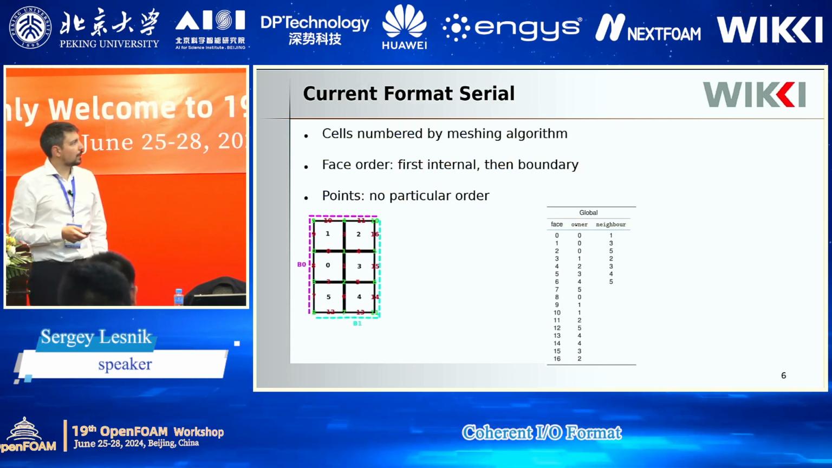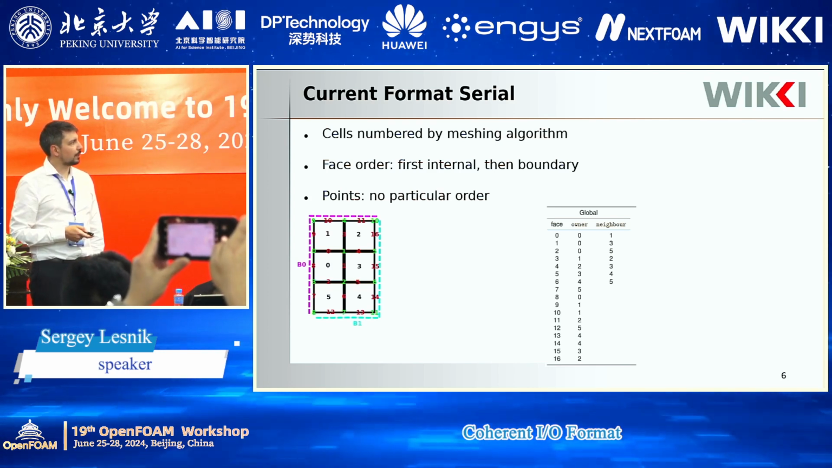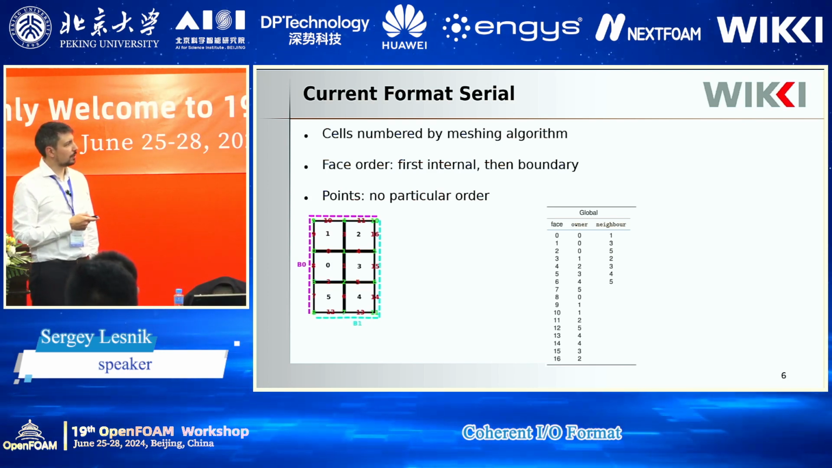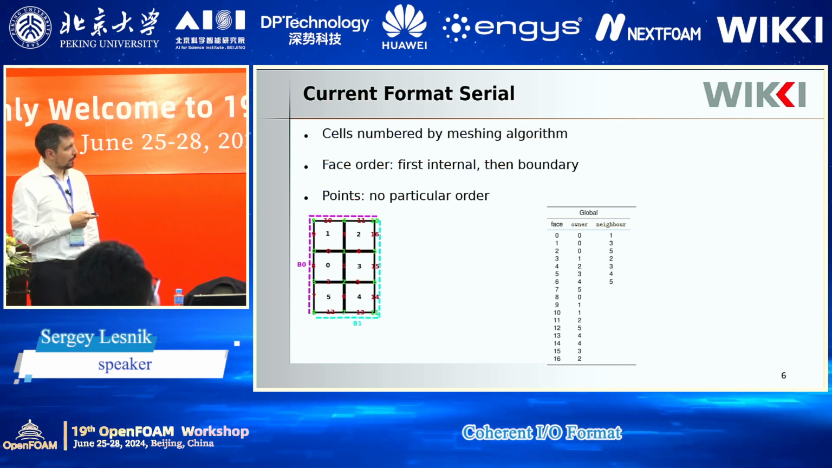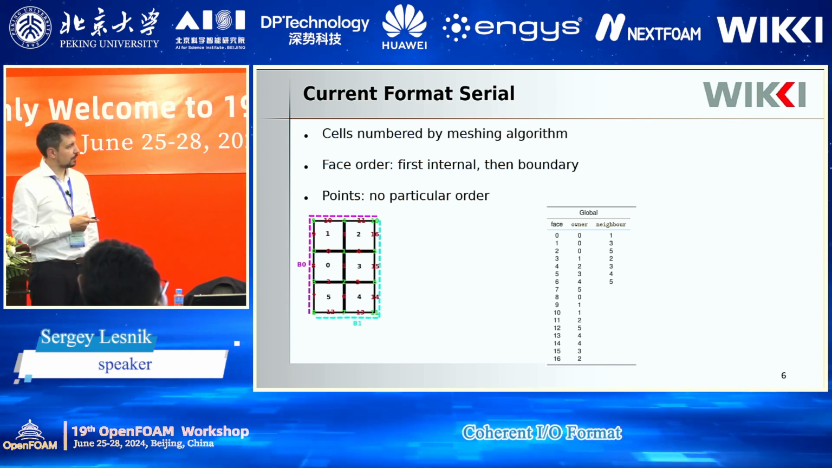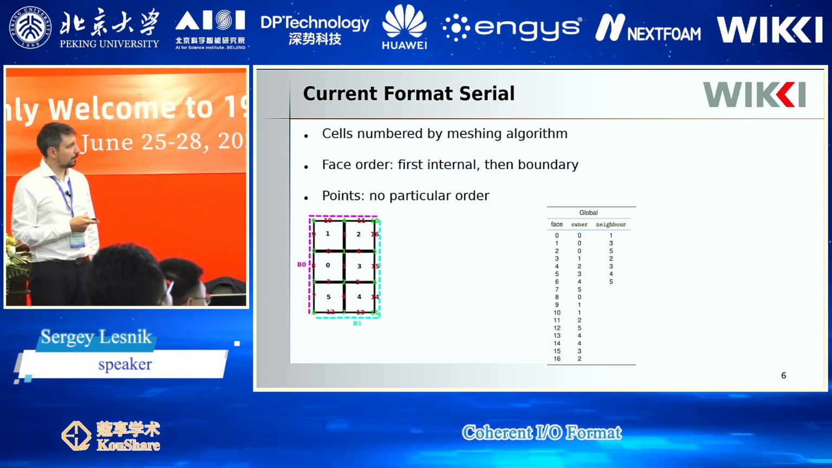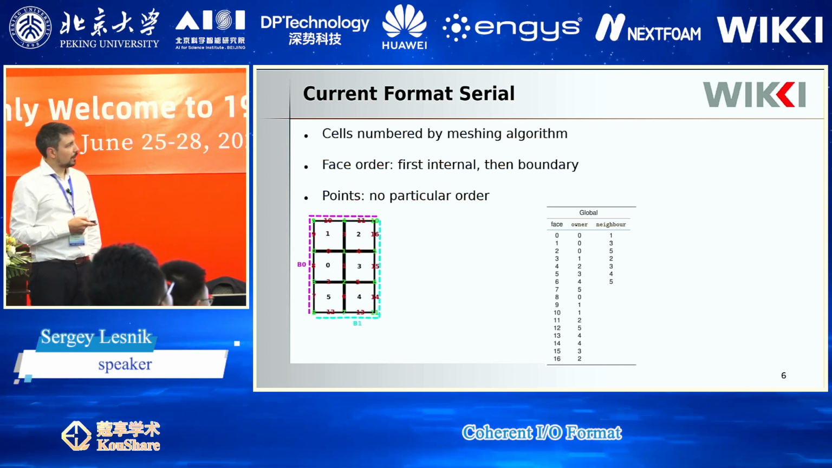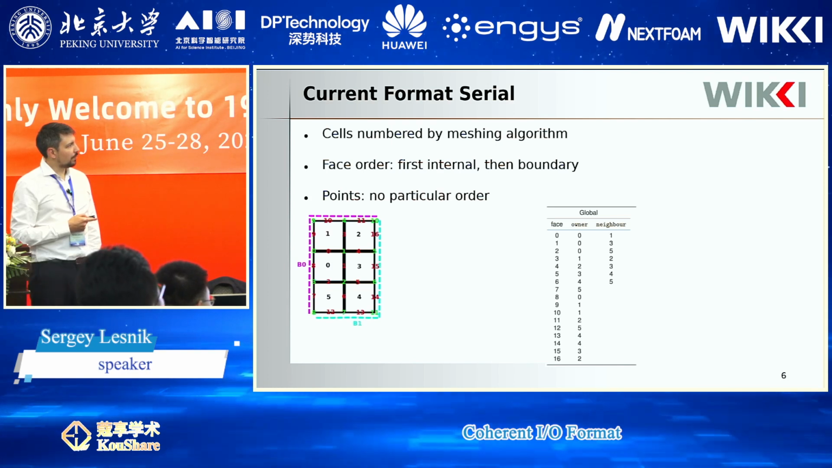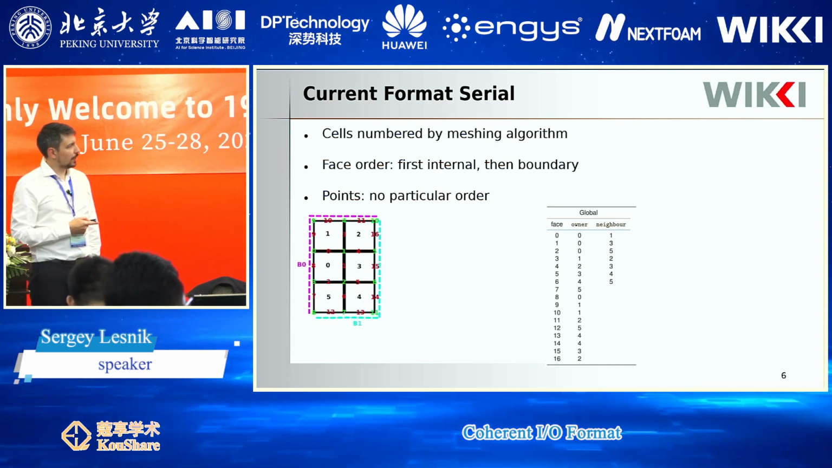So let's look at the current format. How does it look in serial at first? I have a quite simple mesh here consisting of 6 cells, 0, 1, 2, 3, 4. These are the black numbers. Then we have faces. Faces are red, and they begin first.